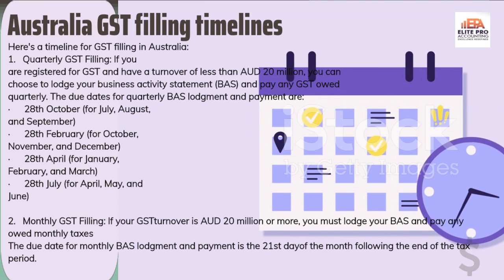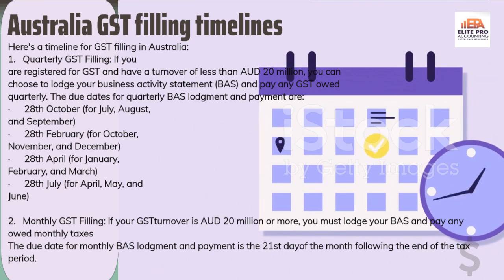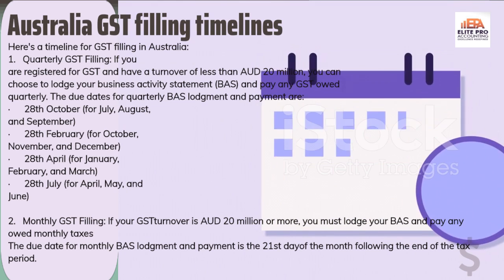You can also apply for an extension of time to lodge and pay your BAS if you have a valid reason, such as illness or natural disasters. It's recommended to keep track of your GST obligations and due dates to avoid any late payment penalties or interest charges.